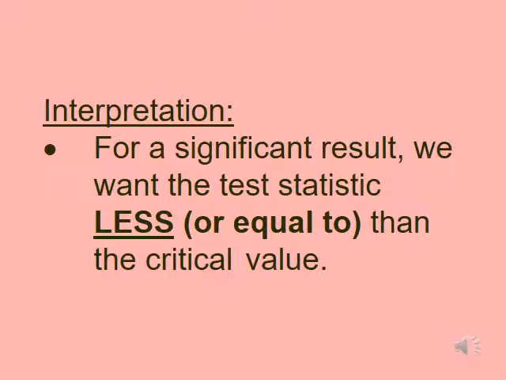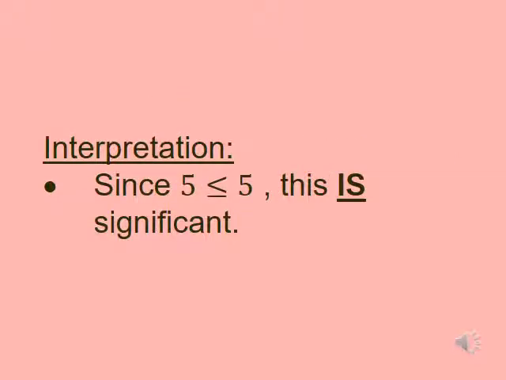When we do our interpretation, generally we want that smaller group to be less than the critical value. Now, I didn't say it specifically before, but it really is less than or equal to. If it's equal, that's okay. This time the number in our smaller group was 5, the critical value in the table was 5, and since 5 is less than or equal to 5, then yes, this is a significant result.